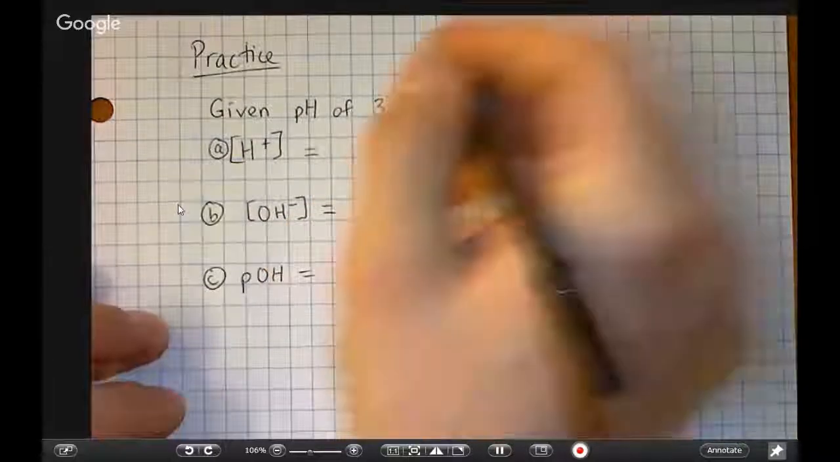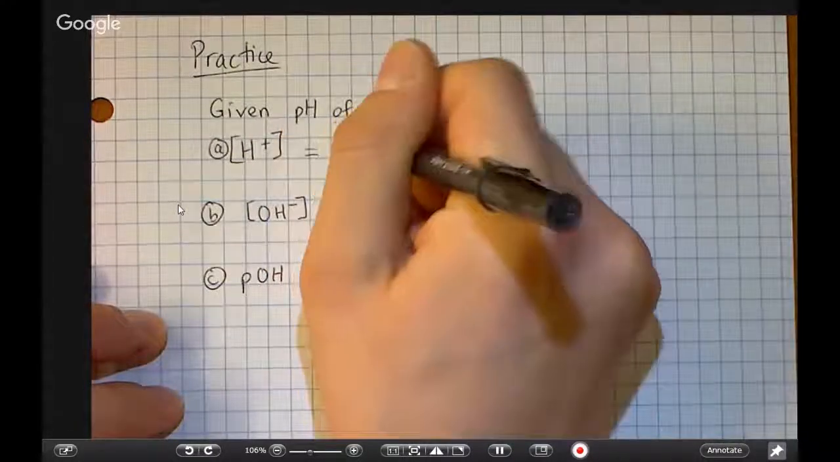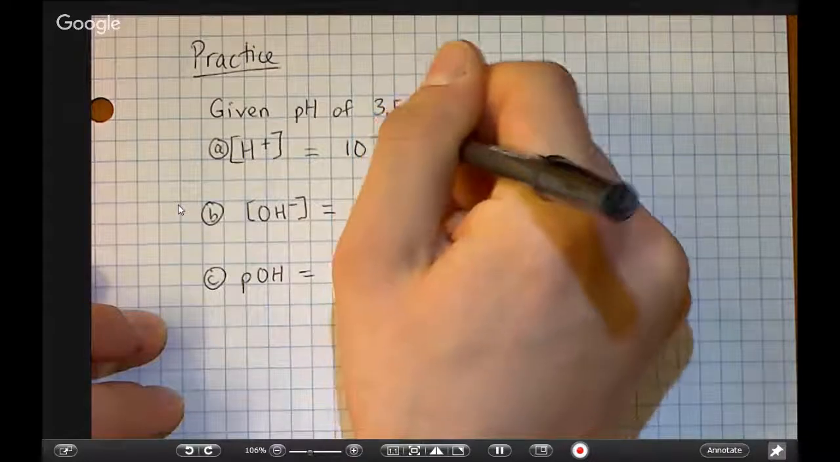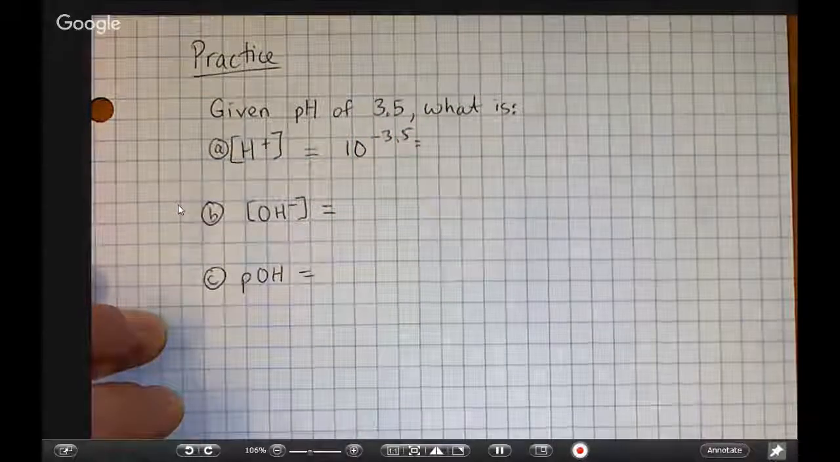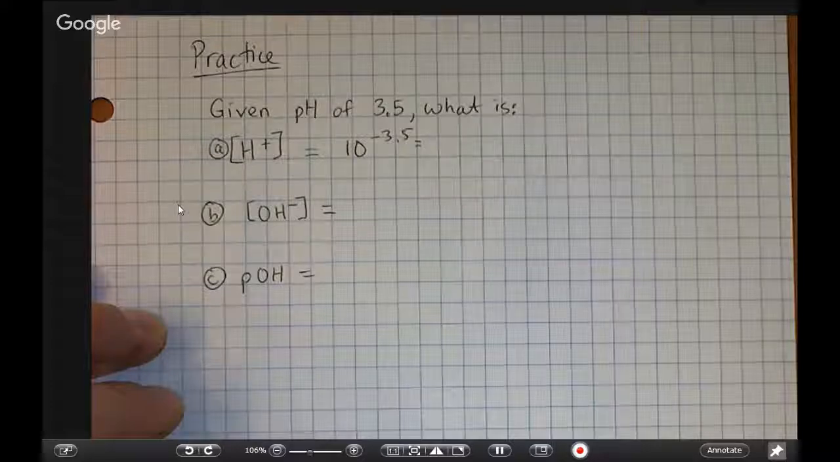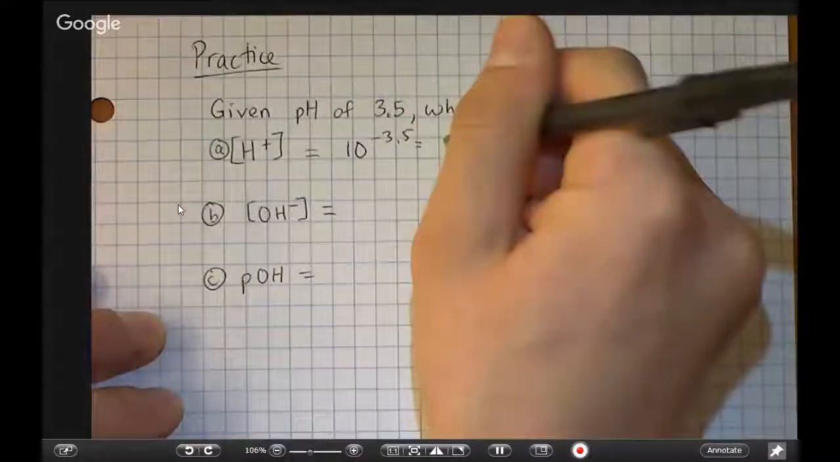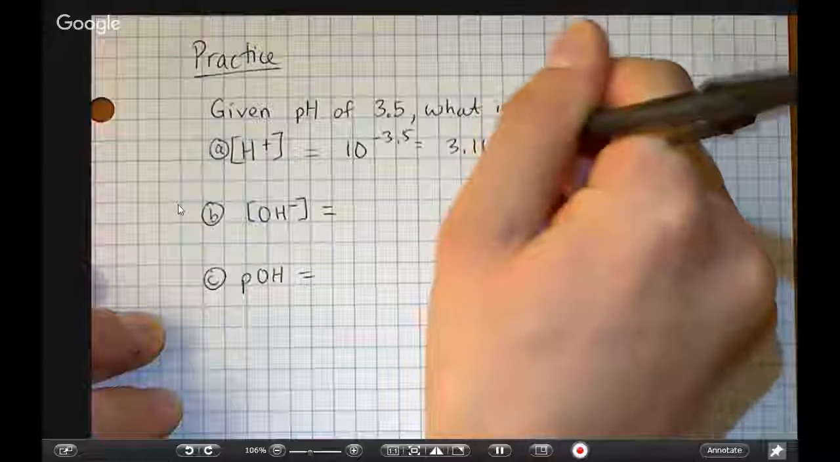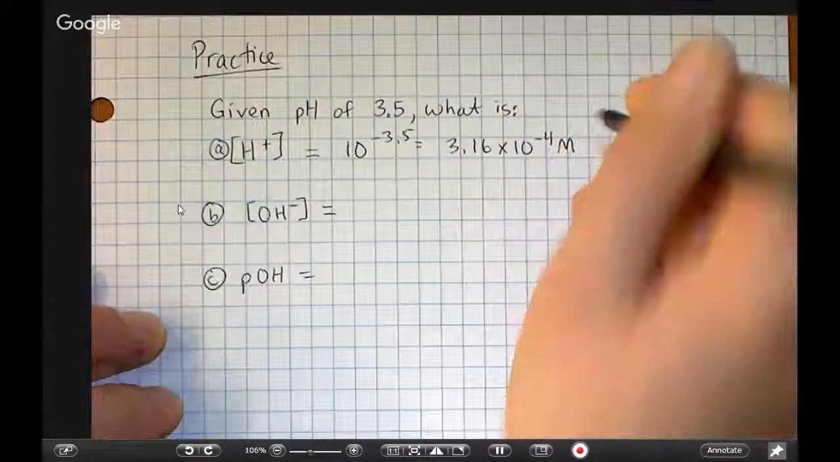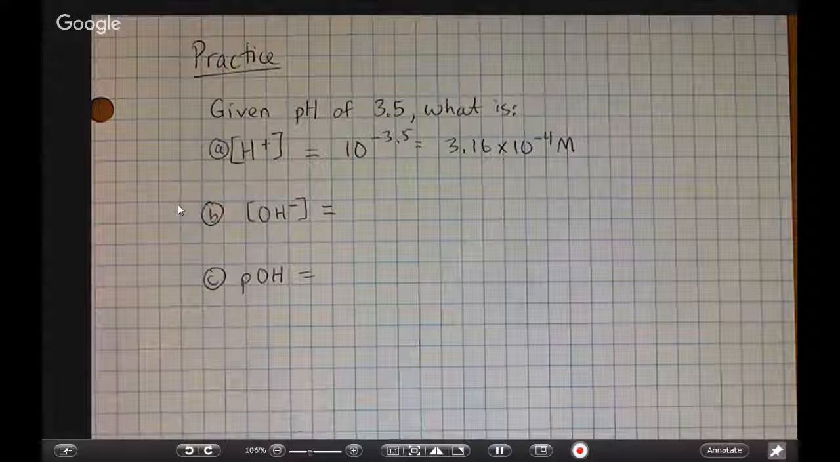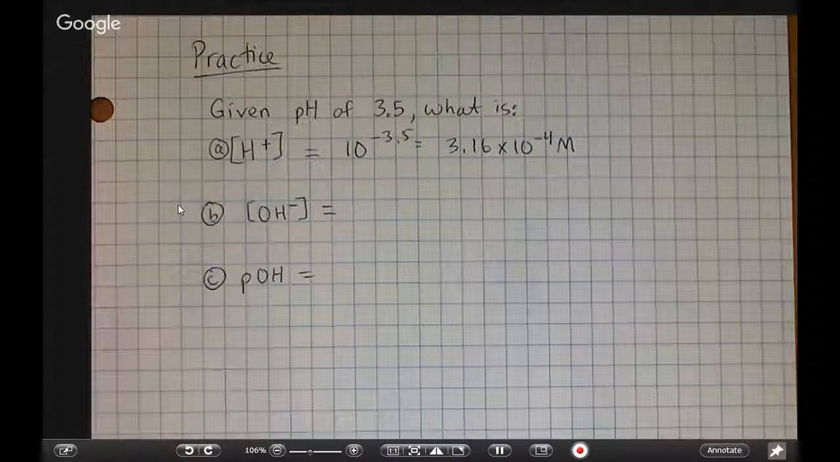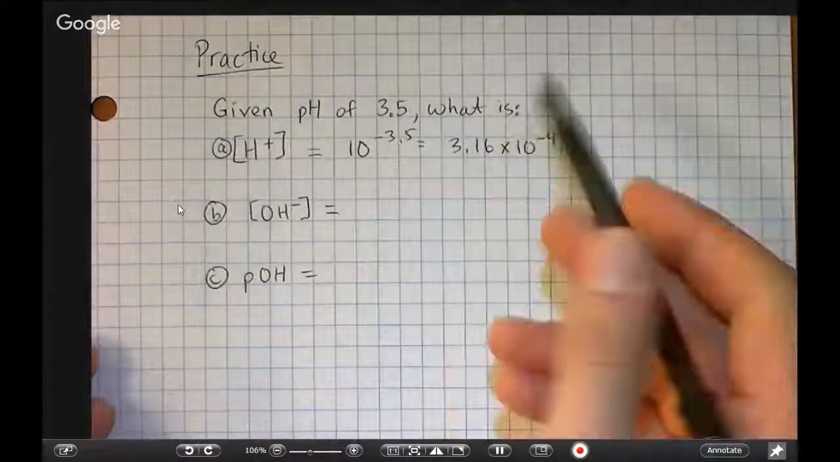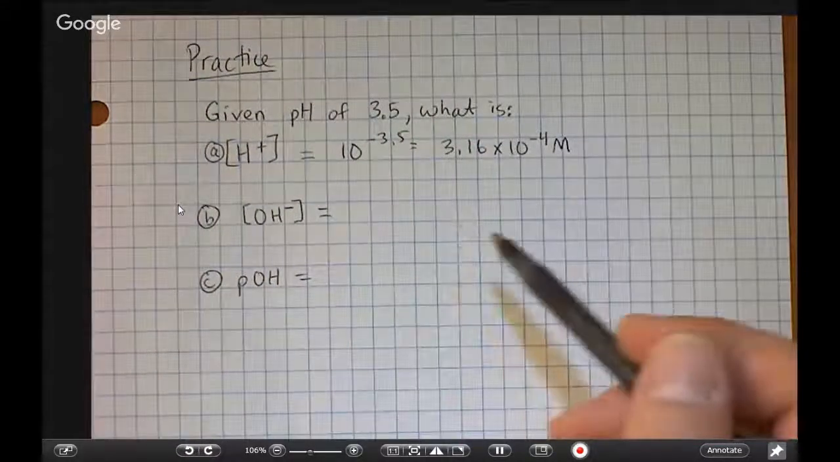But if we're looking here, for A to find H plus, if we do the inverse log of the negative pH, what we come out to is 3.16 times 10 to the negative 4 molar. Okay, in your calculator, you probably didn't have scientific notation, so it was 0.000316. Can we round on that, like 3.2 times 10? Sure. No more than that.